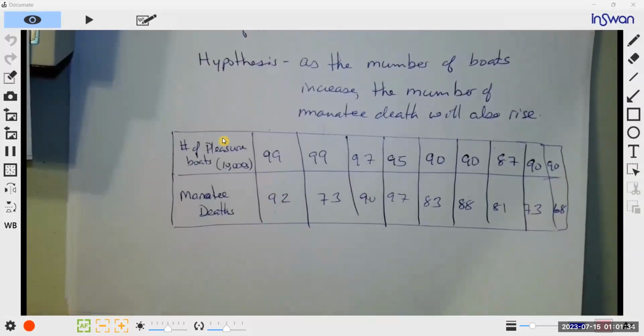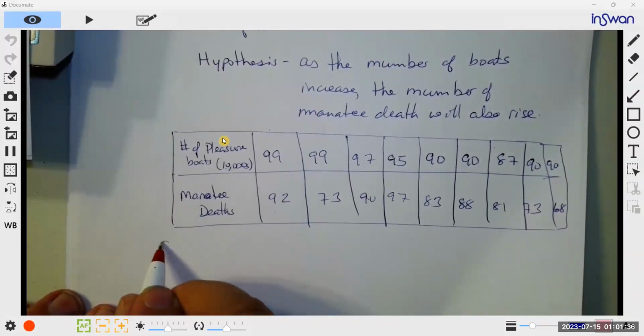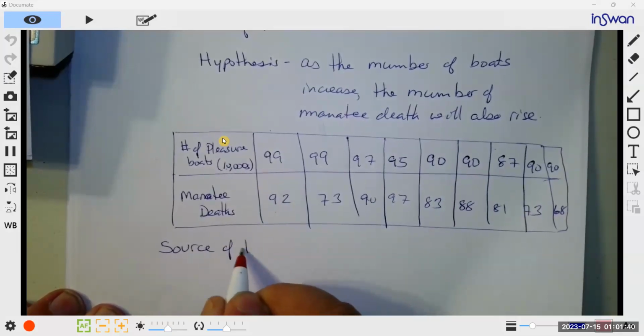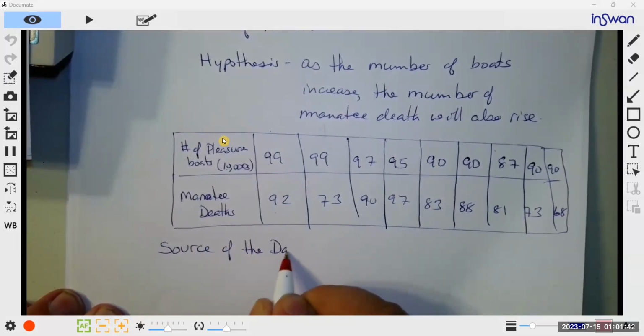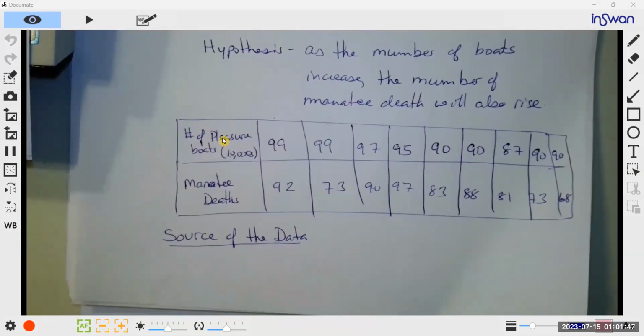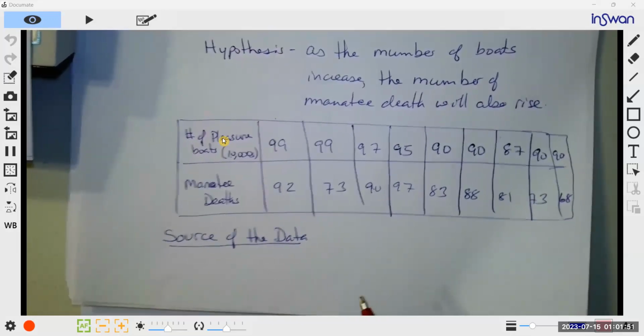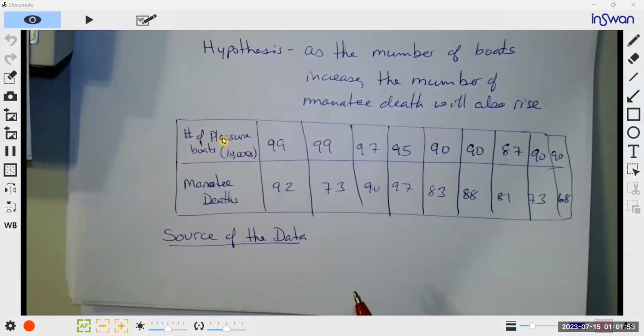So then we have to look at the source of the data. Where did it come from? Because if the source of the data isn't reputable, if it's just somebody making up numbers, then you can't waste your time with it.